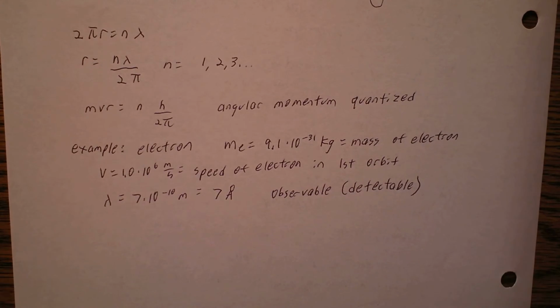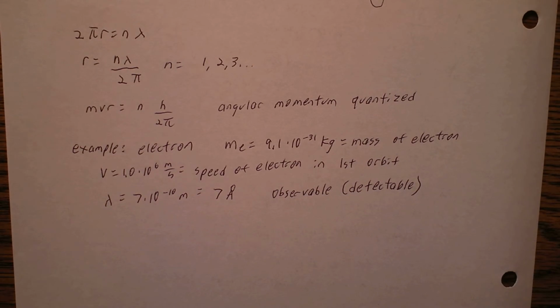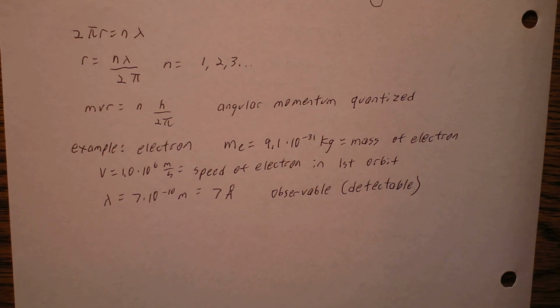For an example, let's say we have an electron. Then the mass of the electron is 9.1 times 10 to the negative 31 kilograms. Then the speed, let's say 1.0 times 10 to the 6 meters per second. That's the speed of the electron in the first orbital. Then the lambda would be 7 times 10 to the negative 10 meters, or 7 angstroms. Now that is observable or detectable.